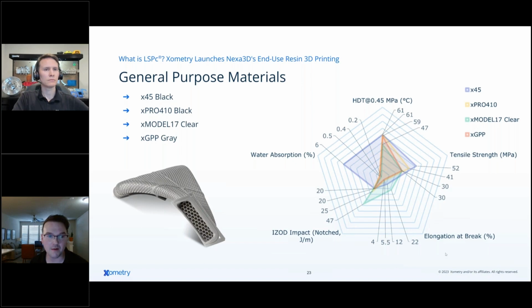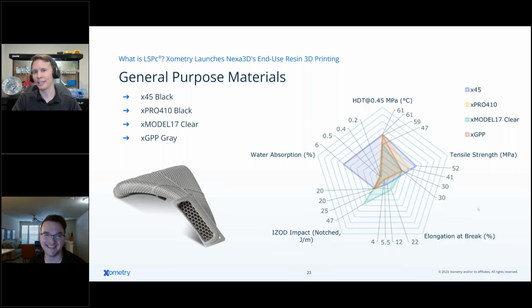Relatively similar in properties, with the X45 kind of coming to the top with its tensile strength properties. But again, if you're going to look at any sort of testing in a very humid environment, or maybe like underwater testing or water tightness testing or resistance, X45 may not be the material for you, because it does have a slightly higher water absorption percentage. And then, the XGPP gray looks beautiful, makes a beautiful part, and is a great all-around resin as well.